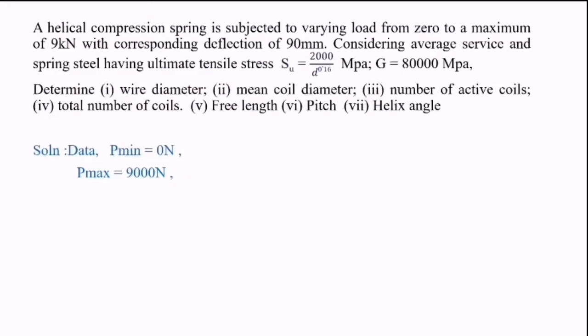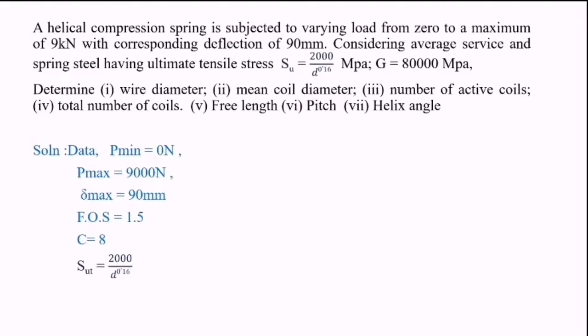Let us try to solve one more problem of this kind. The question is as given. First we will find out what is the data given in the question. So we are given that minimum force is 0 Newton and maximum force is 9000 Newtons. Maximum deflection is given to us as 90 mm. Now the factor of safety is not given and also C is not given. I will assume them to be 1.5 and 8 respectively.